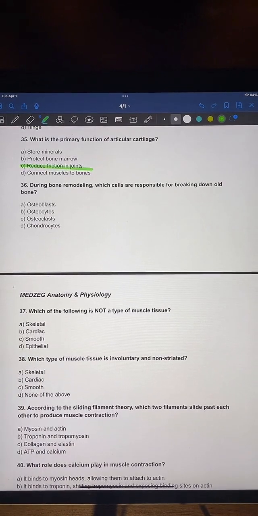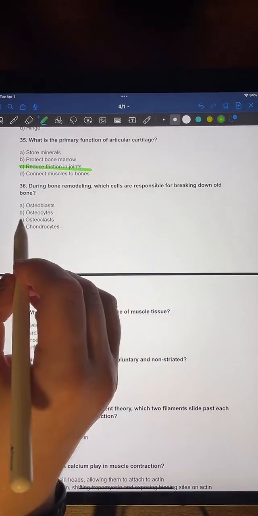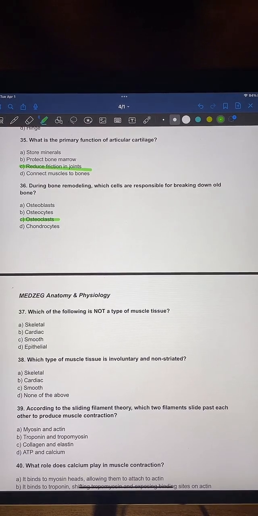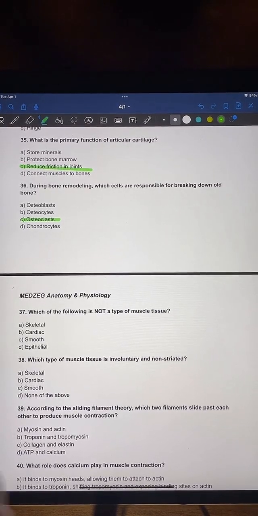36. During bone remodeling, which cells are responsible for breaking down old bone? Kind of just went over it. Awesome, awesome. It is C. Osteoclasts. Remember, they chew or break down bone.